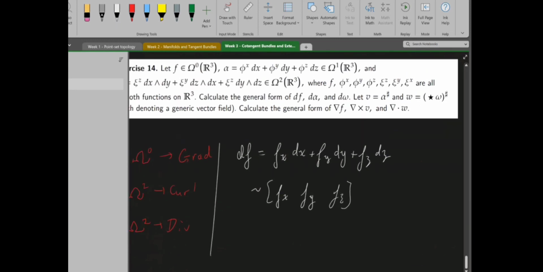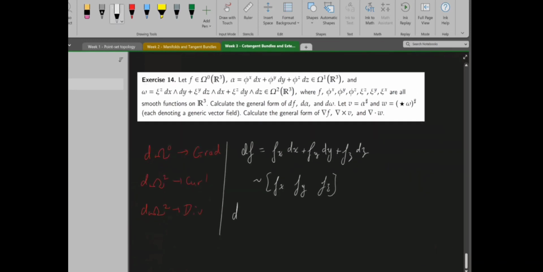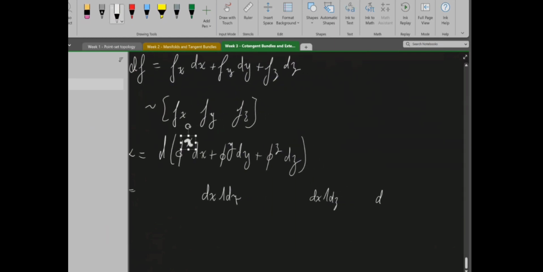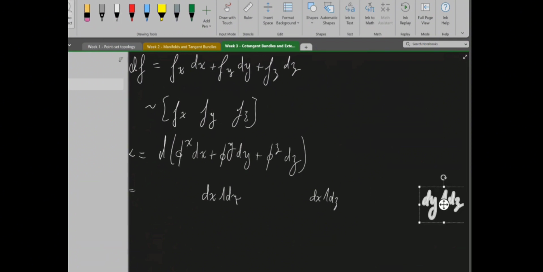If you have a differential 1-form α, then dα is going to be d of φ_x dx plus φ_y dy plus φ_z dz. Now, the easiest way to calculate this is to think about what the basis components are going to be. I have a 1-form, so I should get a 2-form, so I should end up with dx∧dy, dx∧dz, and finally dy∧dz.